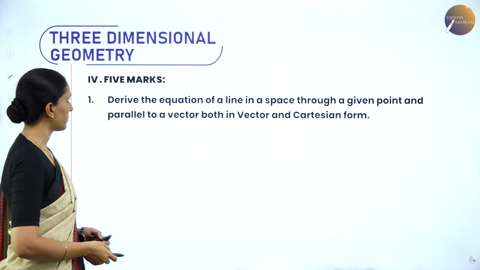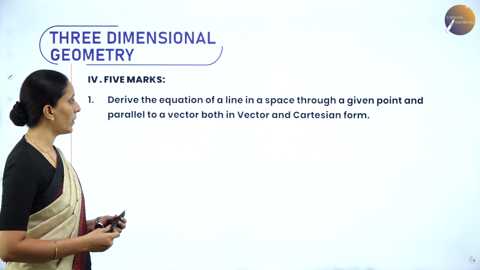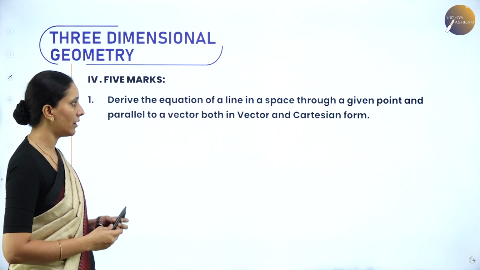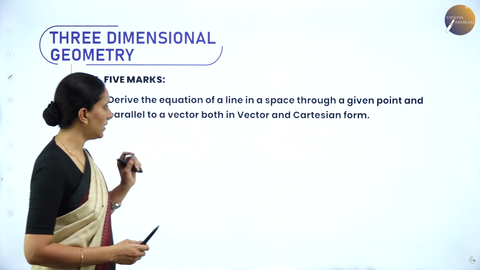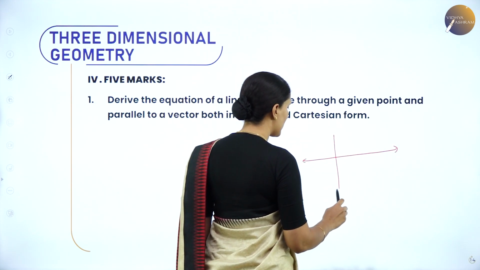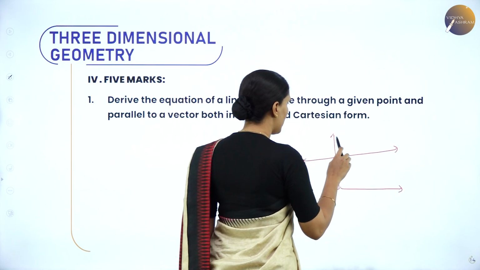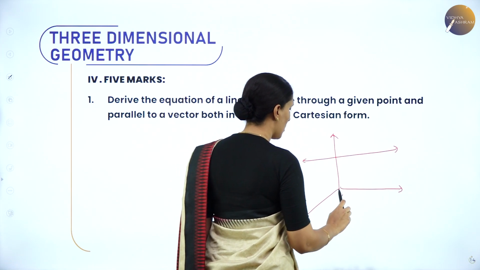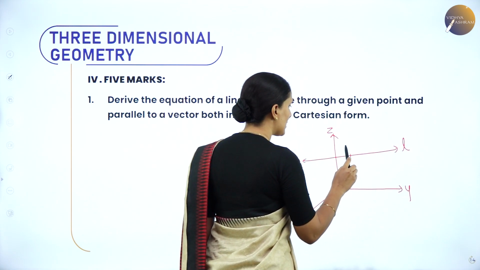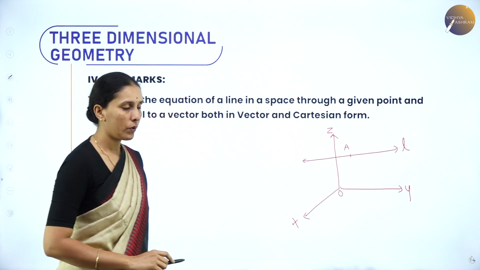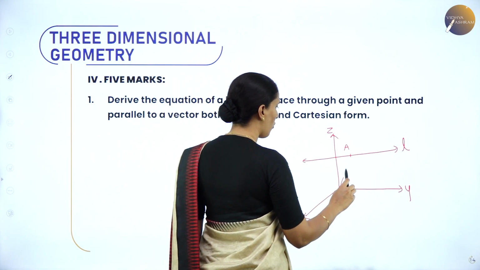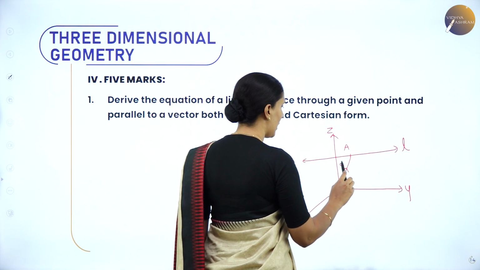Next question, under 5 marks. Derive the equation of a line in space through a given point and parallel to a vector, both in vector and Cartesian form. So let us consider a straight line in a 3-dimensional axis. So let me consider this as x, origin, y, z. So let this be line L passing through some point A, whose coordinates are x1, y1, z1. Then the position vector of OA is vector A.